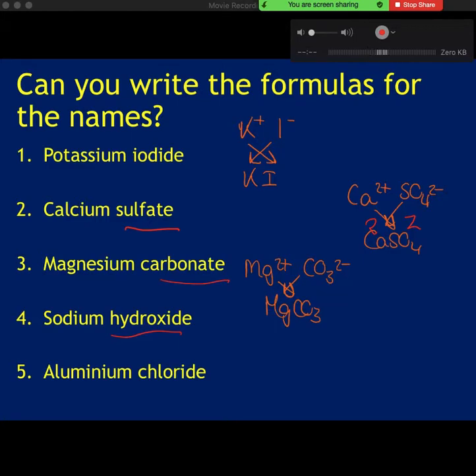Similarly with magnesium carbonate, carbonate has a 2- charge. So when you drop down, it becomes a 1:1. And sodium hydroxide, OH- is your complex ion. So NaOH. And the last one, aluminium chloride. Aluminium is 3+, chlorine is 1-. So you have 1 aluminium to 3 chlorines. So that was just a teeny tiny reminder on writing formulas from names.